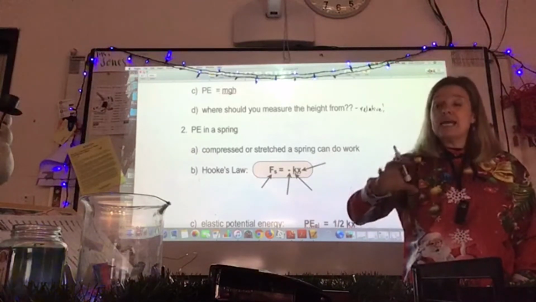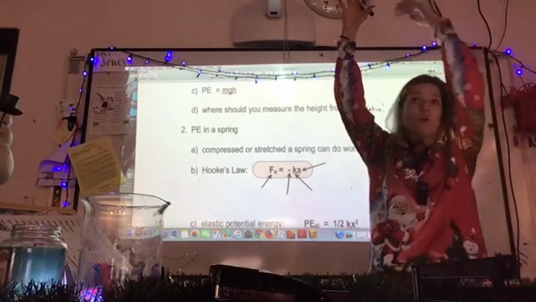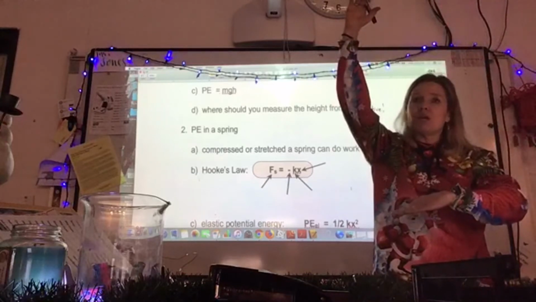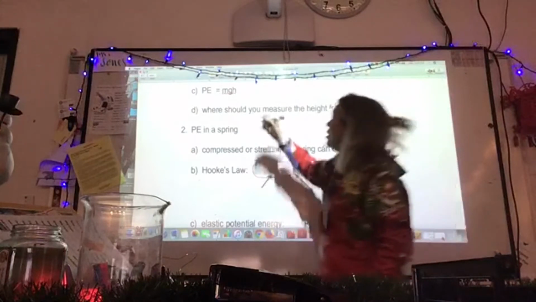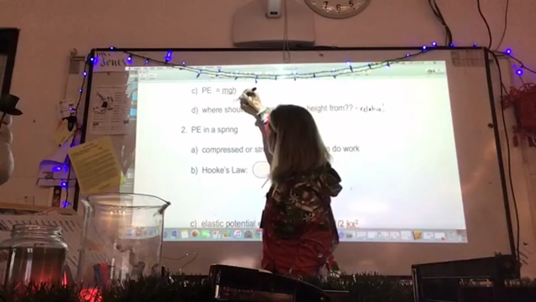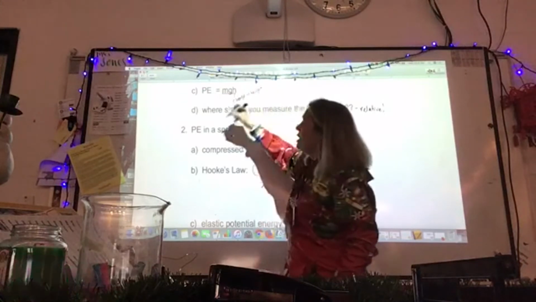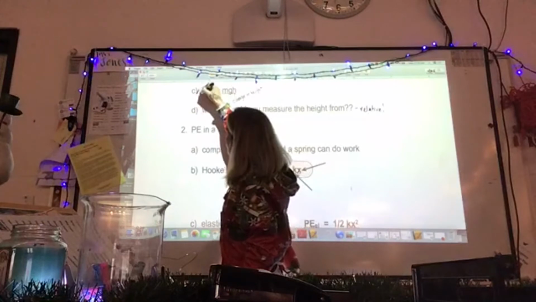I just said I had to lift something up. Do I really care where it started? Nope. Do I care where it ended up? Nope. All I need to know is how much I raised it. I just need the height at which you changed it. So I really need the change in height. That's really what I care about. Yes, you can assign something potential, and that's if I'm going to find delta PE.